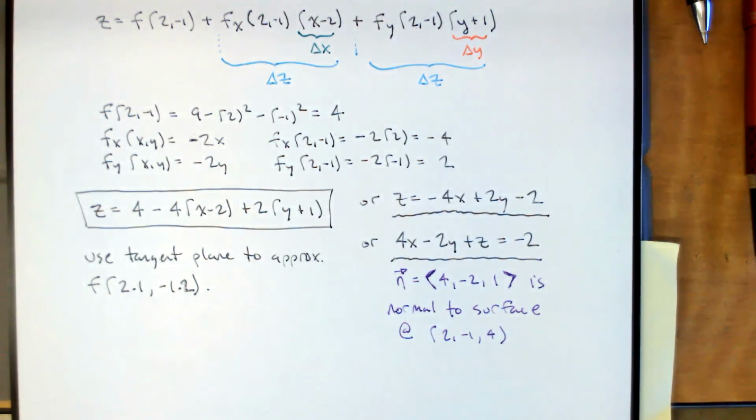The idea is that we'll plug these into our equation, and it would make more sense to plug them into the point slope version of the equation rather than slope intercept, because the point that's featured there, the point we're centering on, is (2, -1). So let's use that, since (2.1, -1.2) is close to (2, -1).